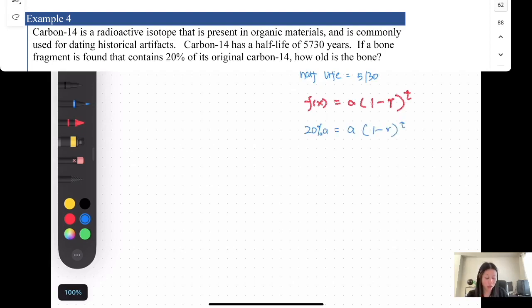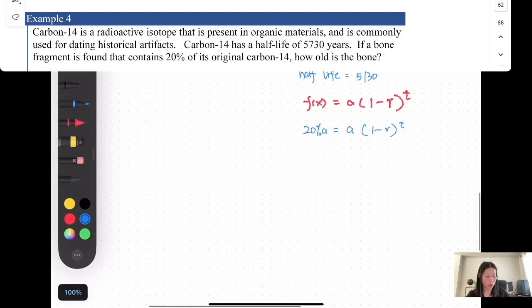But we don't know A can cancel, so we don't need to worry about what exactly the original mass of that fragment was. But we don't know r. How do we find t? Well, our first step should be to find the decay rate, right? Now they tell us that the half-life tells us that after 5,713 years, half the original substance remains. So maybe we can solve for the rate using the half-life.